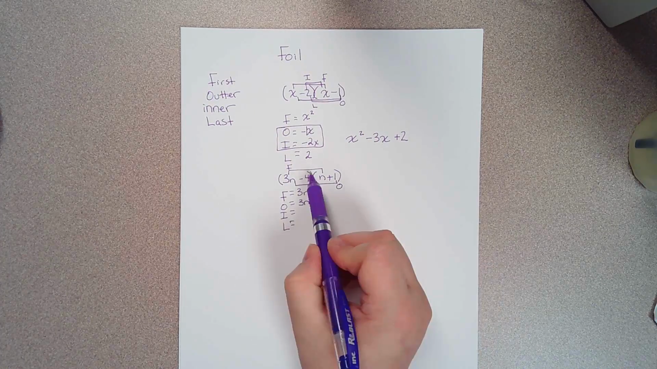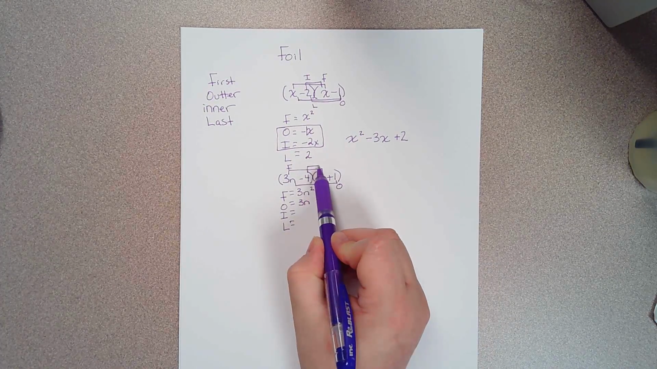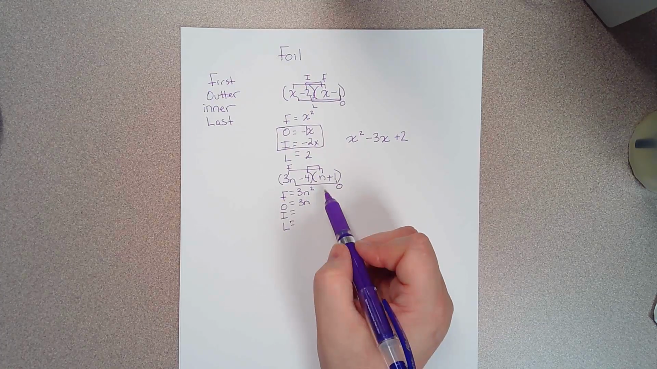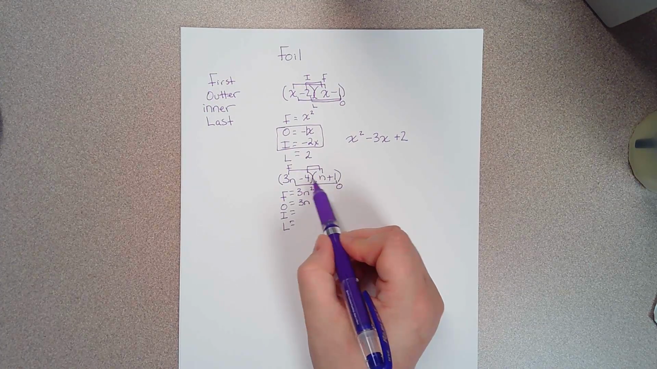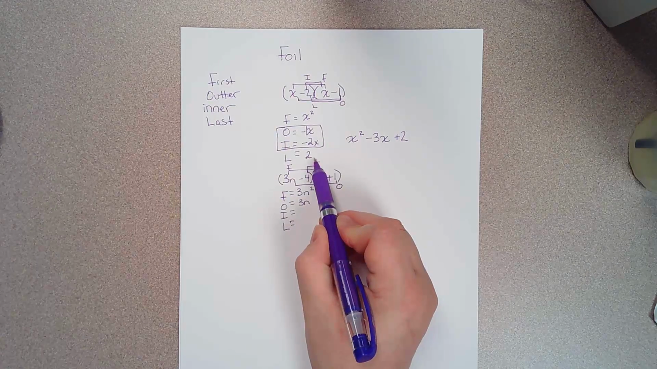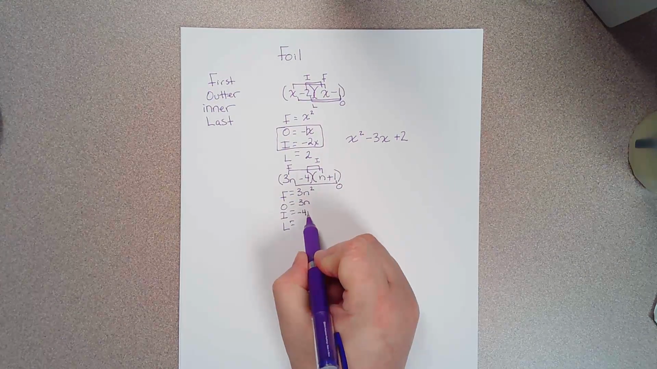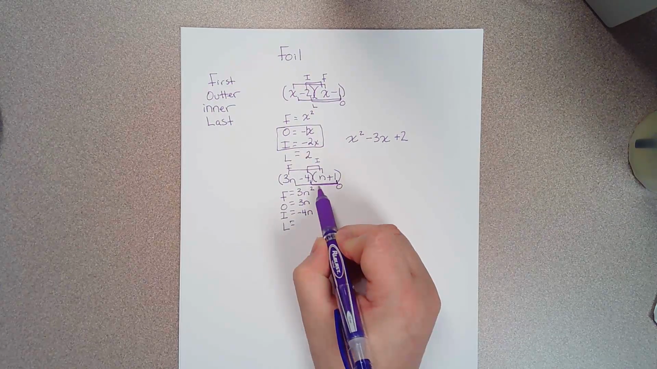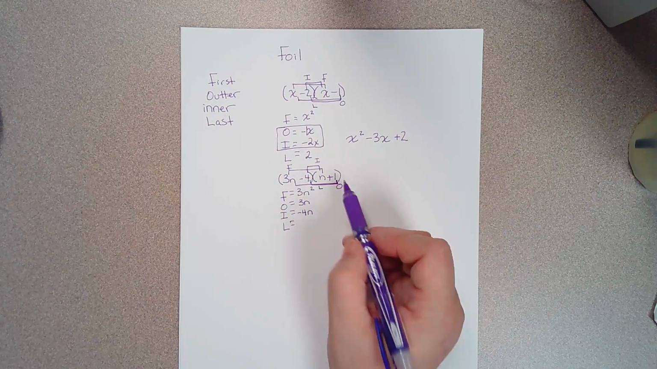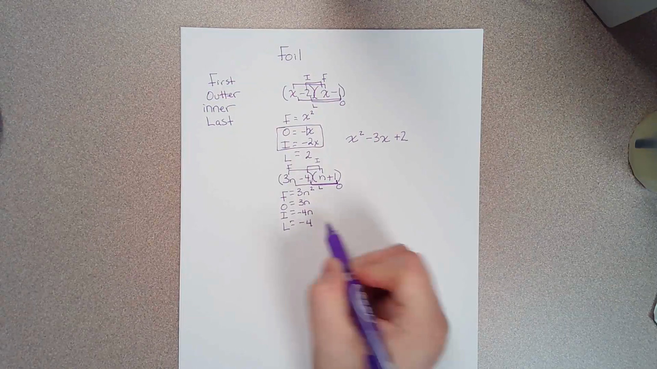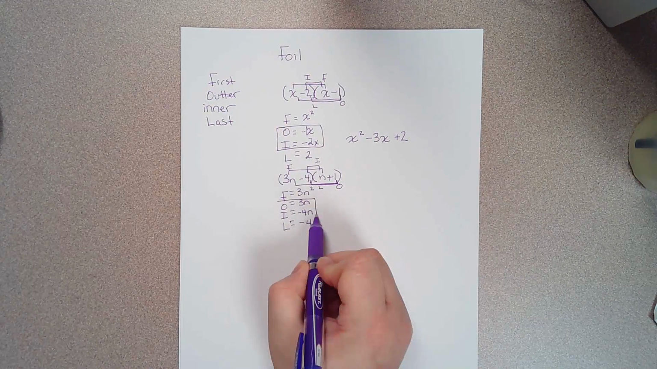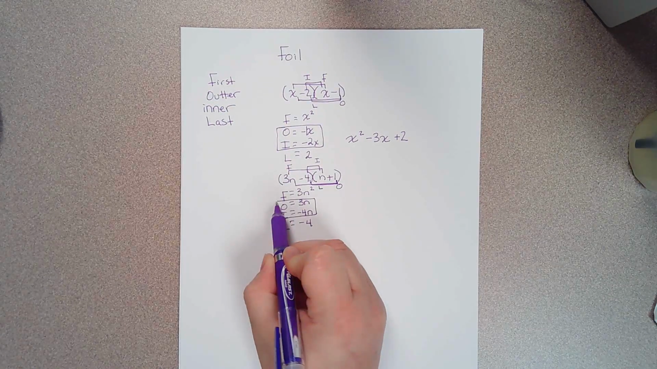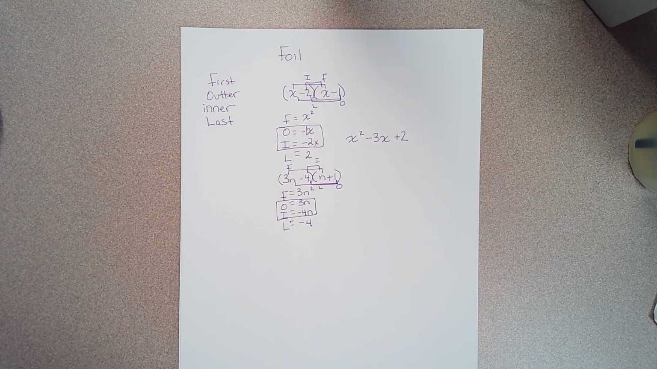I is going to be the two middle ones, the ones closest to each other. So negative 4 and n make negative 4n. And then L are my furthest two. So for L, you're going to have negative 4 times 1, which gives me negative 4. So once again, I put a box around my middle two, and I check to see if I can combine them. And yes, we can combine them.